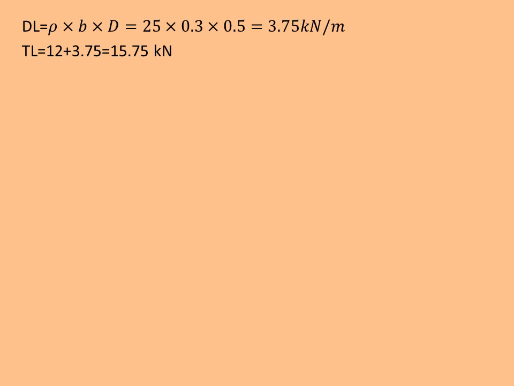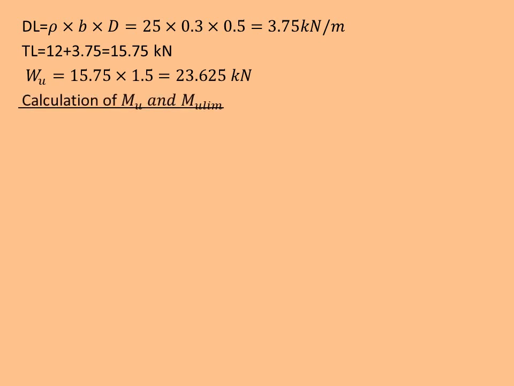Now we have to find the ultimate load. This is the actual load given to us. We have to convert it to the ultimate load. That is, we have to multiply it with the factor of safety, and we get 15.75 into 1.5, which is equal to 23.625 kilonewton per meter. Now next we calculate the moment of resistance which takes place when the load is imposed.